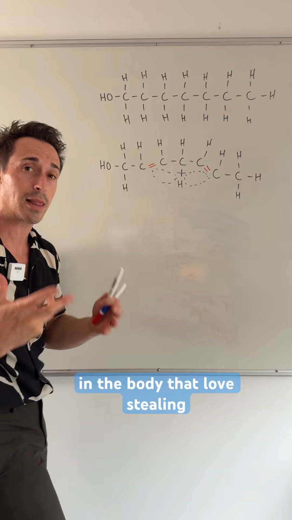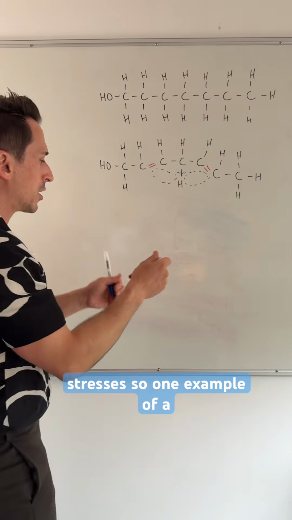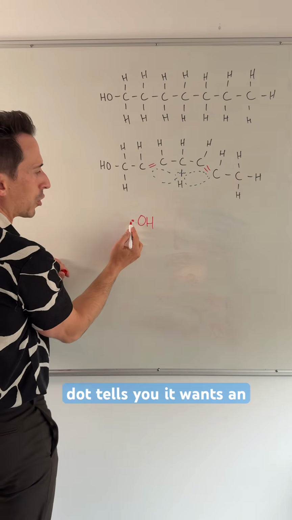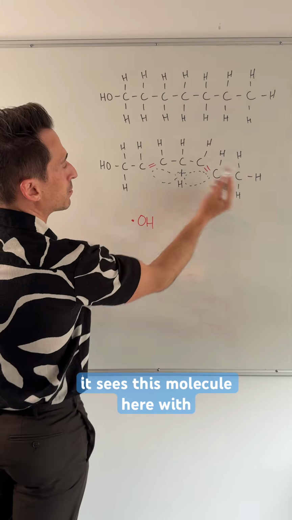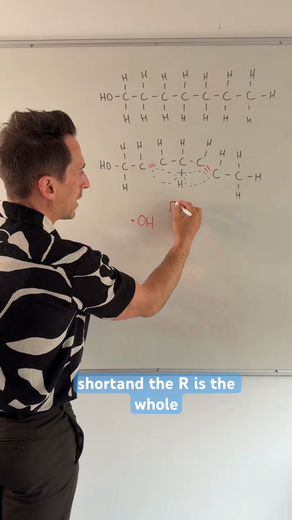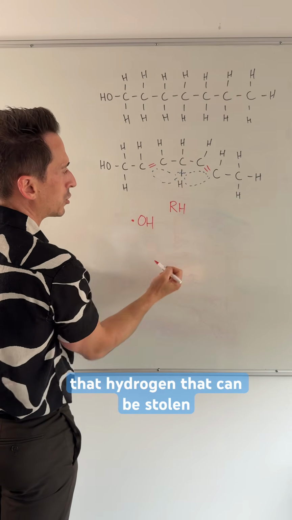And there are things in the body that love stealing electrons called free radicals or oxidative stresses. So one example of a free radical is hydroxyl radical. That dot tells you it wants an electron to be whole again, and it sees this molecule here with that easy hydrogen. So if I were to write this in shorthand, the R is the whole lipid molecule and the H is that hydrogen that can be stolen.